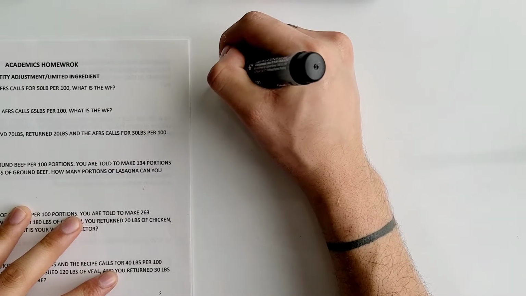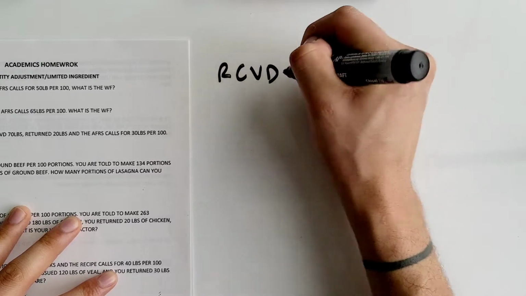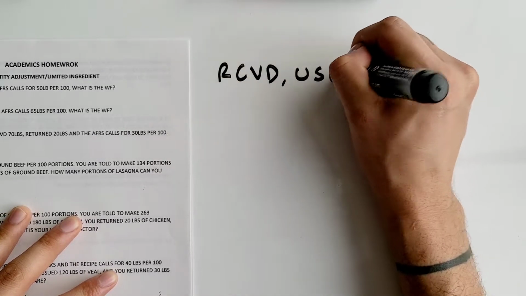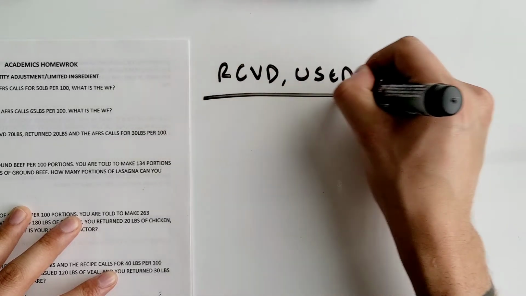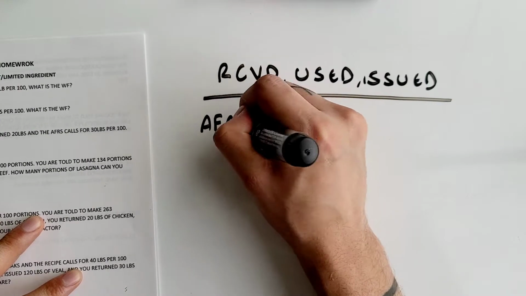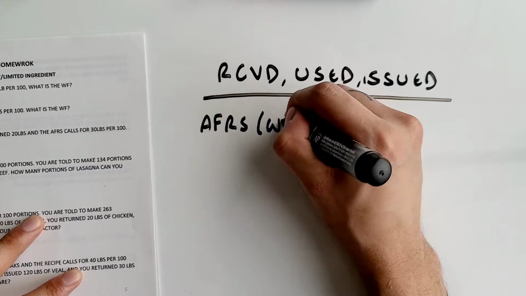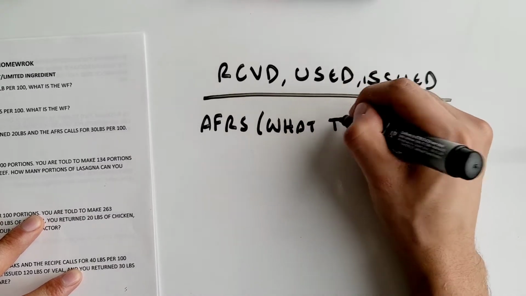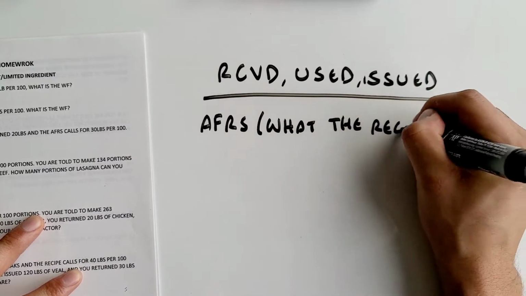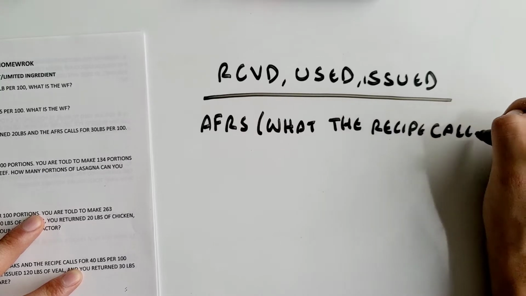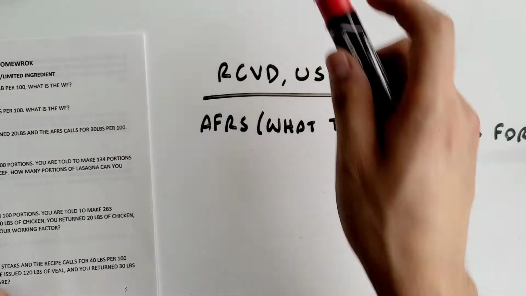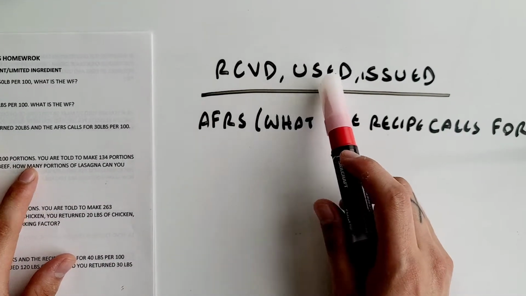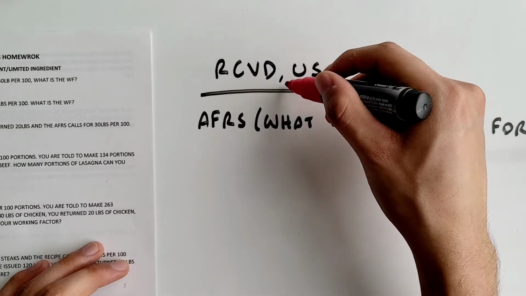So the formula for this is your received, so I'm shortening it with RCVD, or your used, or issued. You divide this all by your AFRS, or what the recipe calls for. So when it comes to these word problems on limited ingredient, the main word you want to focus on is this used one. So this is the word you want to look out for the most.